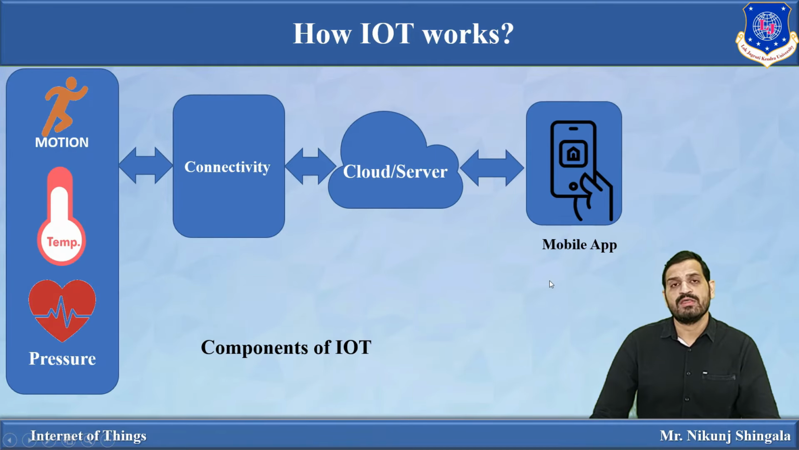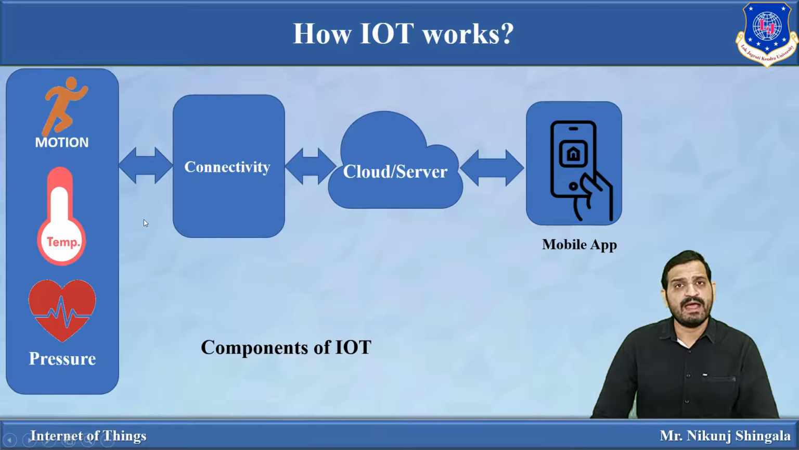Now, how does IoT work? What are the components of IoT? The first component of IoT is the sensors. How will it capture the data, how will it collect the data? Here you can see different kinds of sensors: a motion sensor, temperature sensor, pressure sensor. All these sensors are available now as wearable devices. All these sensors capture different data.